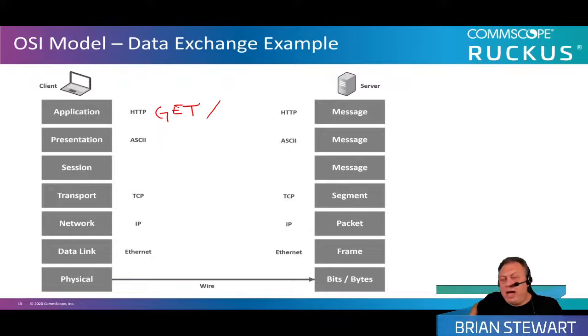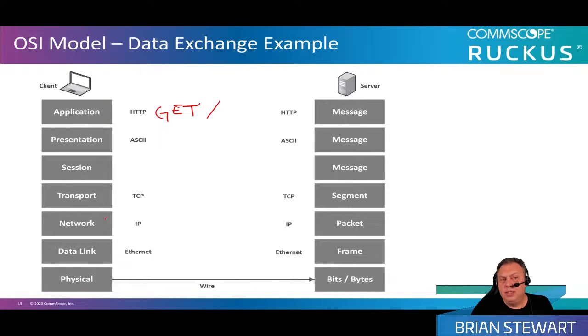If the address was my own, then as soon as I get down here to the network layer, I would recognize that as my address and send it back up the stack to talk to that server service running locally on my system. In this case, the web service for www.comscope.com is not running on my local laptop right here. So I found out, okay, that's not me.